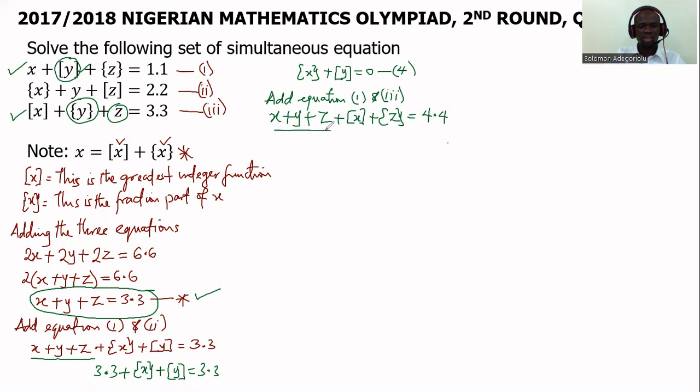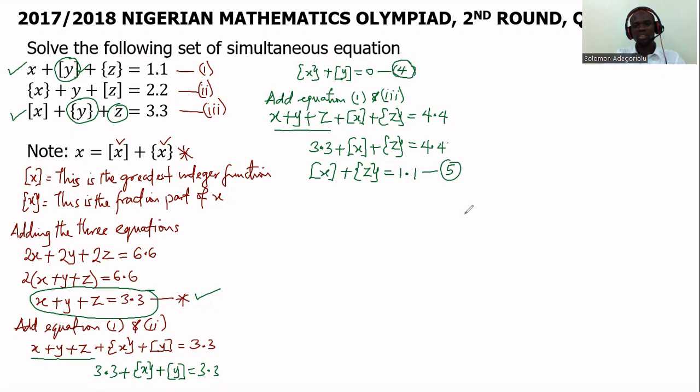So this is going to give us 3.3, plus this, and also plus the fraction part of z, which is equal to 4.4. And from here, if you subtract 3.3 from both sides, we'll be left with this plus this, then that's 4.4 minus 3.3, which gives us 1.1. Let's label this equation 5. All right, equation 4a, and this is equation 5.